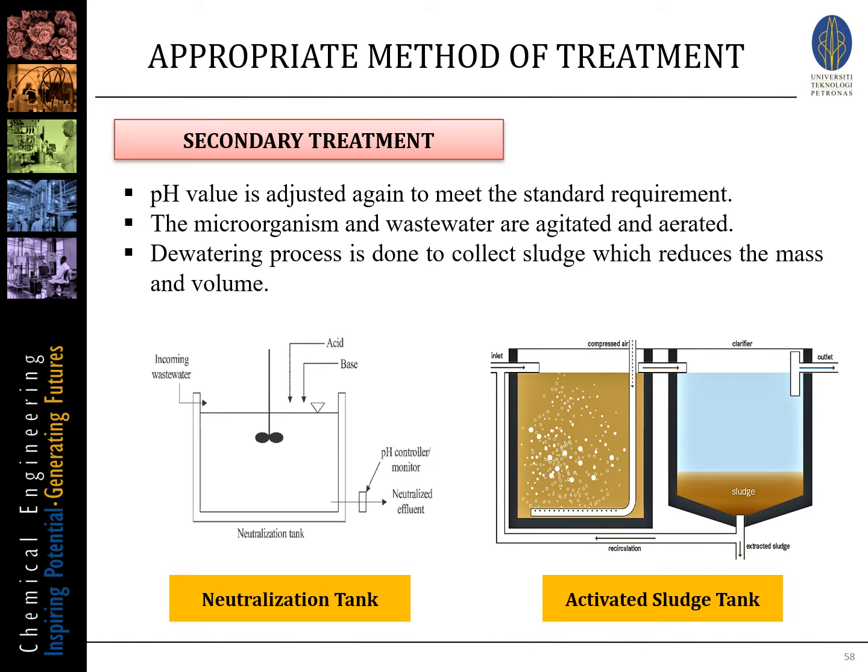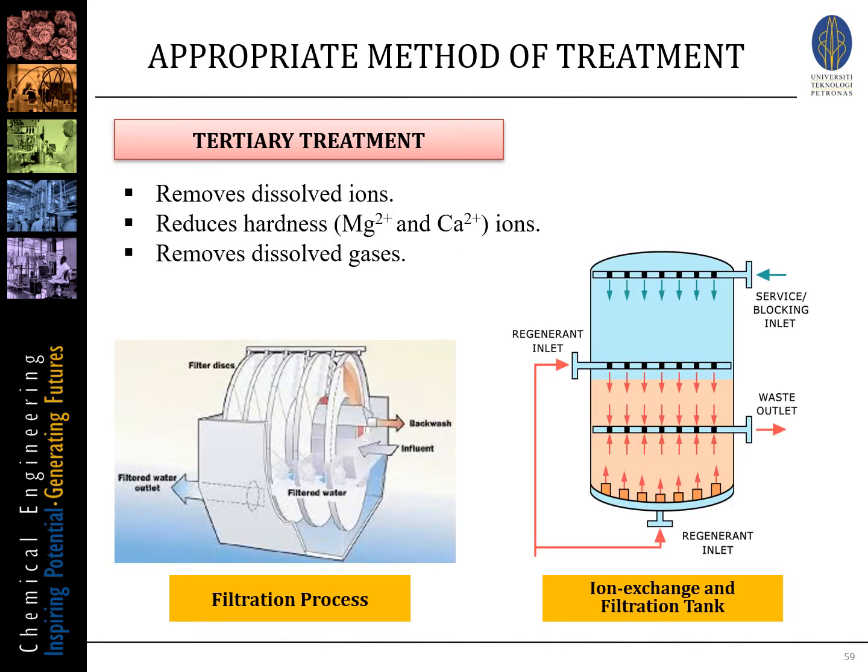Moving on to the secondary treatment process, we have the neutralization tank to adjust the pH and the activated sludge as shown in the figures. In the activated sludge, microorganisms and wastewater are agitated and aerated. Energy is supplied to provide oxygen and to keep the system in an aerobic state. The dewatering process is also done to reduce the mass and volume. And the last stage is the tertiary treatment. It comprises the filtration process and the ion exchange tank.